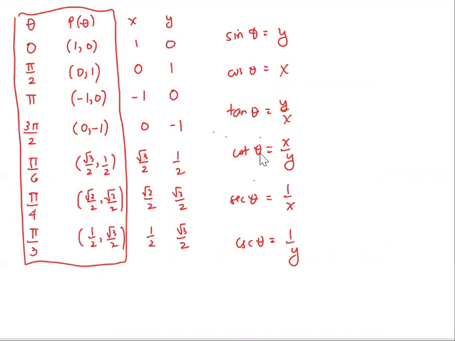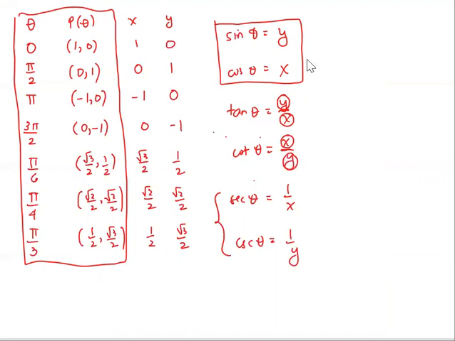Actually, you don't need to remember all these. You can just remember that sine of theta is y and cosine of theta is x. Then you can get the reciprocals of these to get the secant and cosecant values. The tangent and cotangent are just based on the values of sine and cosine. Tangent of theta is the value of sine over the value of cosine, and cotangent of theta is the value of cosine over the value of sine.